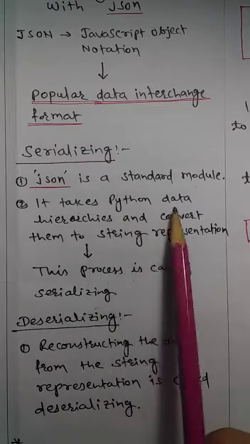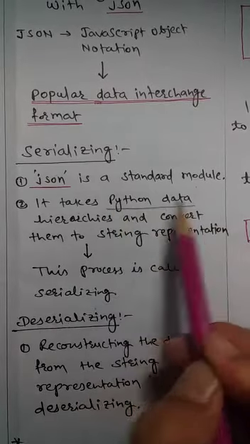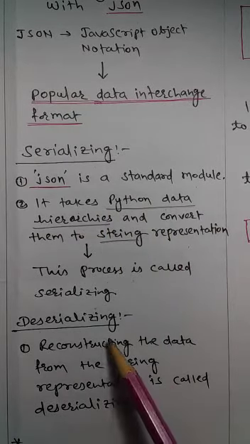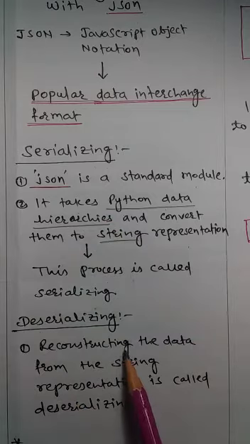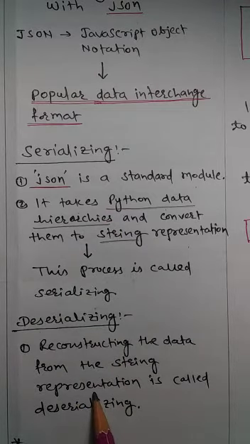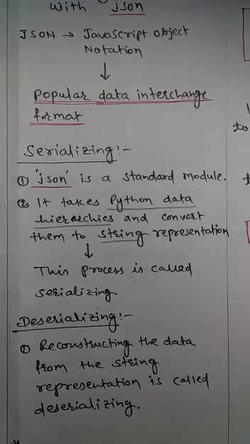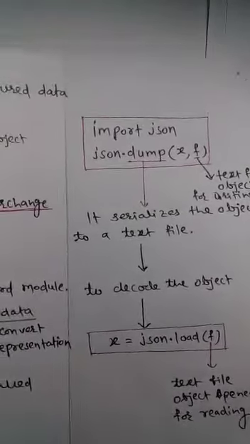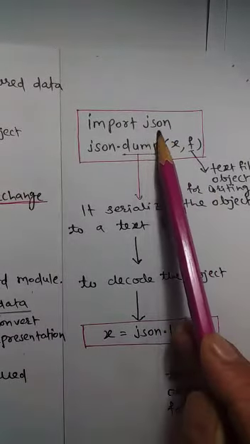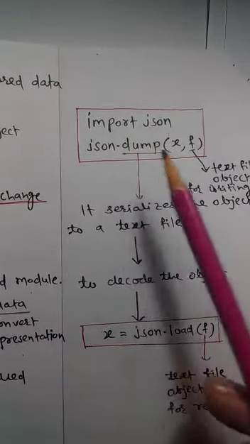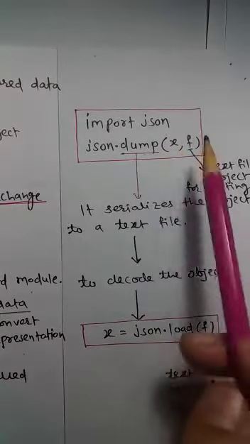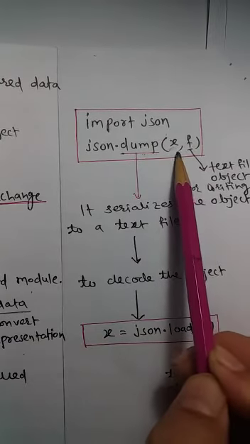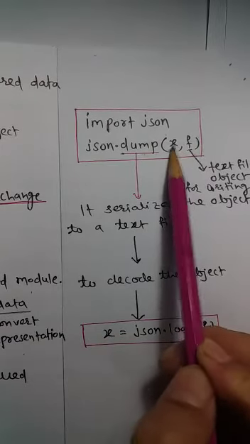So it will take the Python data hierarchies and store them in the form of a string. And deserializing means the opposite of serialization. It is reconstructing the data from the string representation. So here I will show one example where we are considering how to use it. For that we have a separate module, JSON. So we have to import json, and then the dump function is there. Using this dump function, we are dumping, or serializing, the object x to the file.